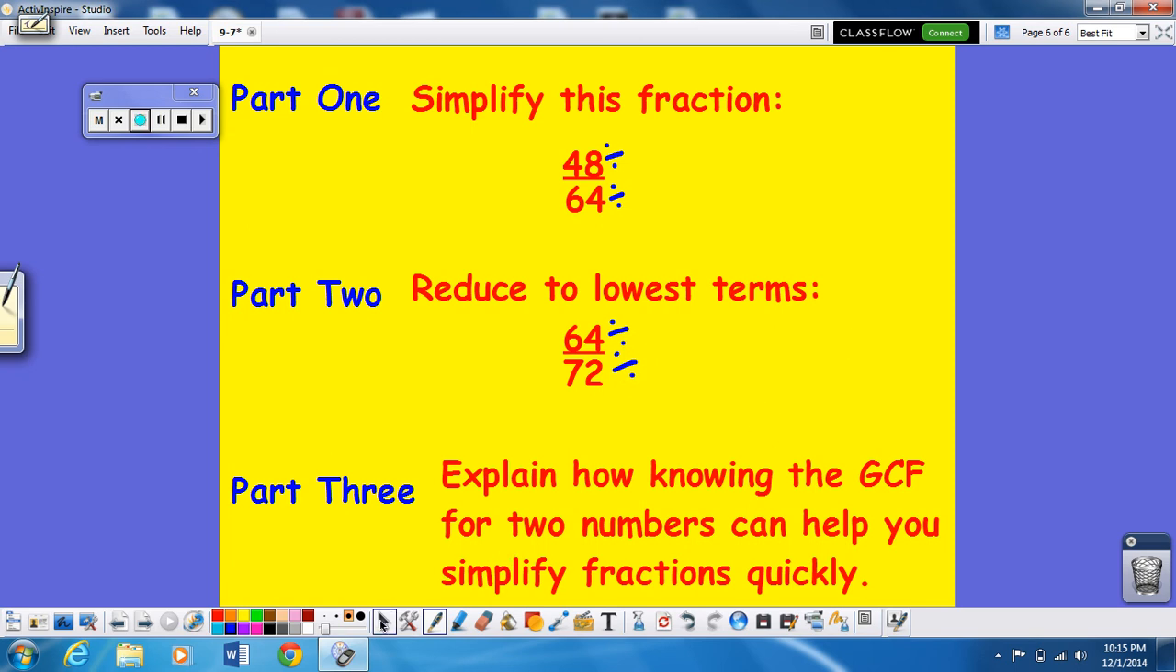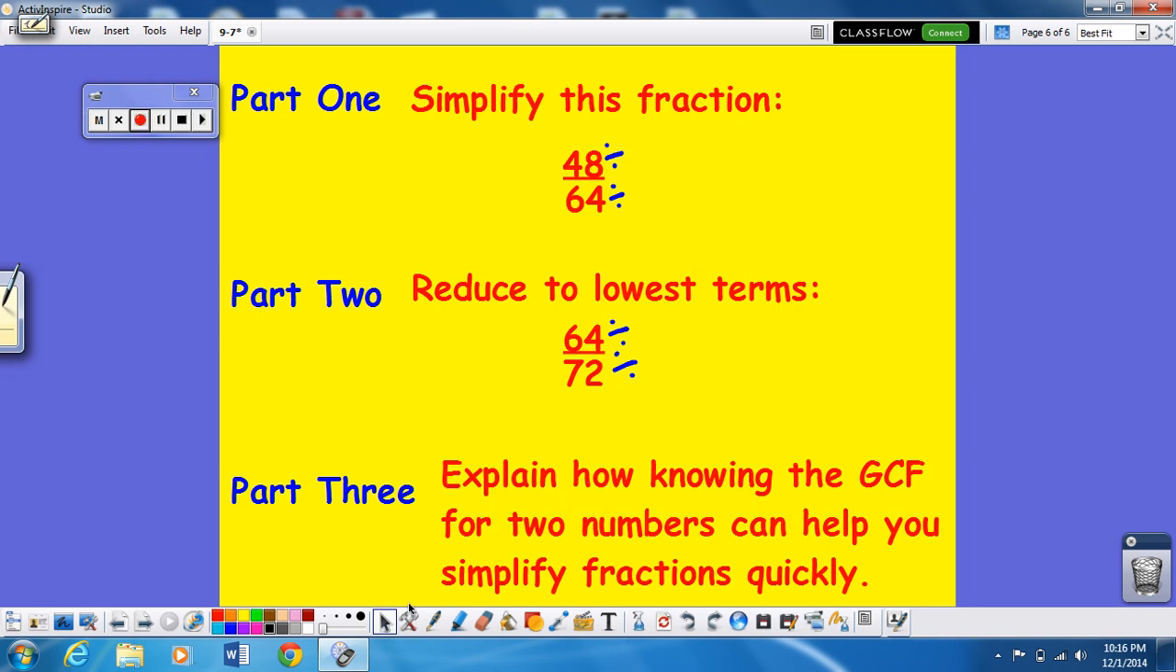And the last part we haven't done in a while, but I'd like for you to use your words and explain to me how knowing that GCF for 2 numbers can help you simplify quickly. Think about what we talked about when we went back and we did factor trees and we got the GCF for the 2 numbers in the fraction and how quickly we were able to get a final answer. So just explain to me how when you know the GCF, your fraction becomes simplified way quicker. If you need to go back and look through the video, please do.